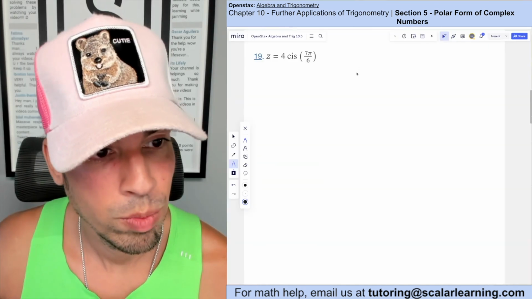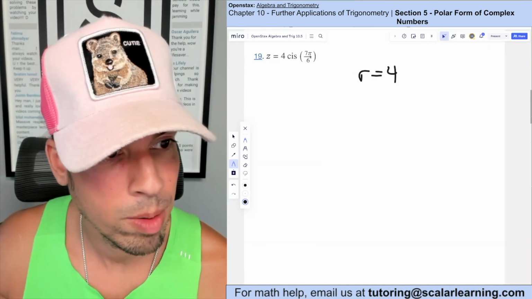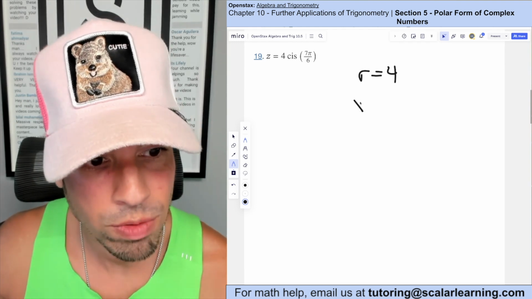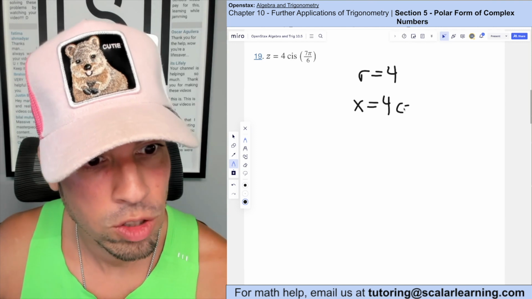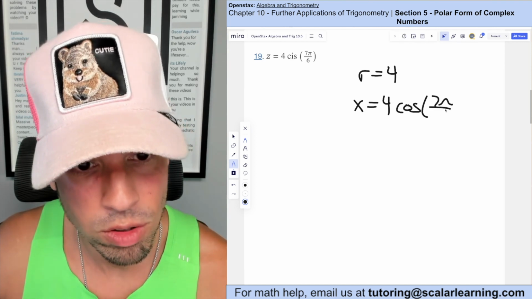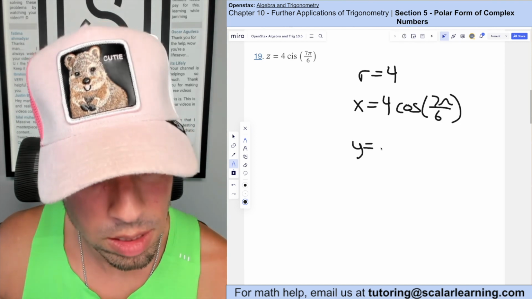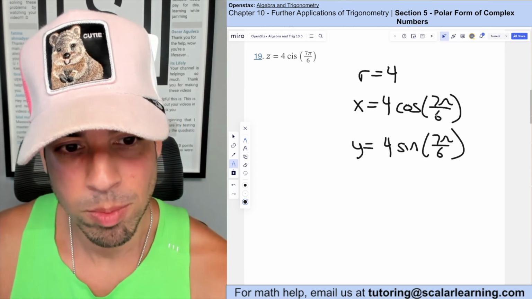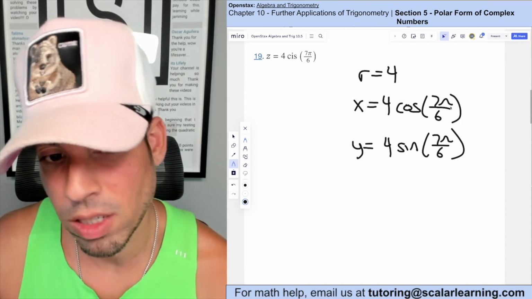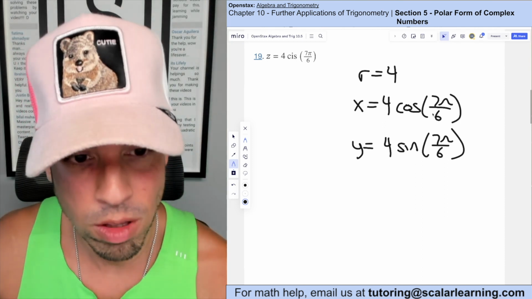Done. So for this one, we know we have an r value of 4, and we have that theta value, 7 pi over 6. So let's first get the x and the y. The x is r, which is 4, times cosine of that theta value, 7 pi over 6. The y is that same thing, 4, but times sine of that same theta value. Now, if you remember from the unit circle, 7 pi over 6 has the same reference angle as pi over 6, but we're talking about the third quadrant.